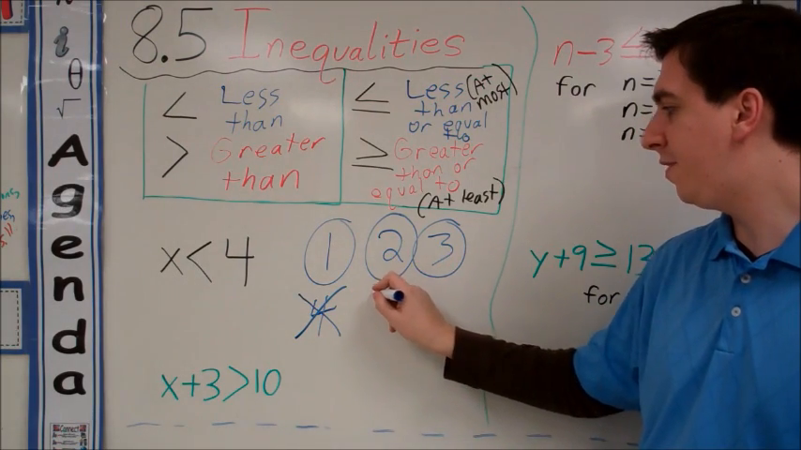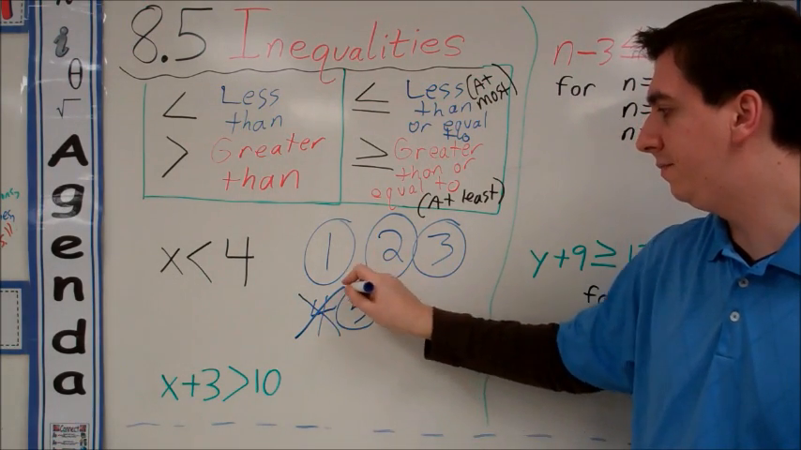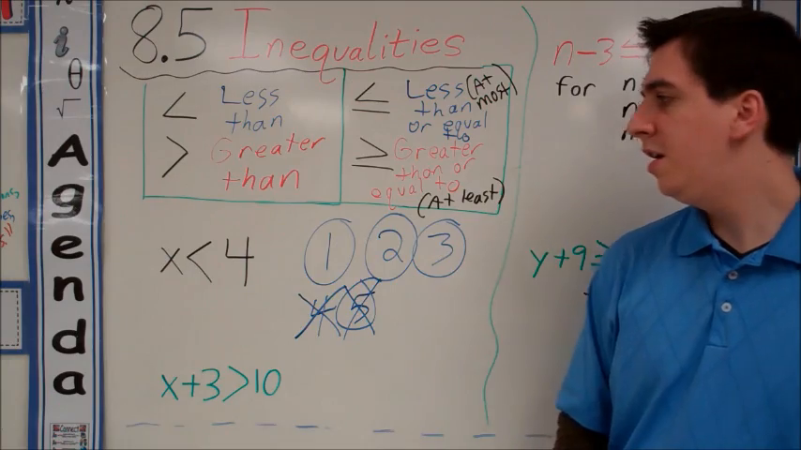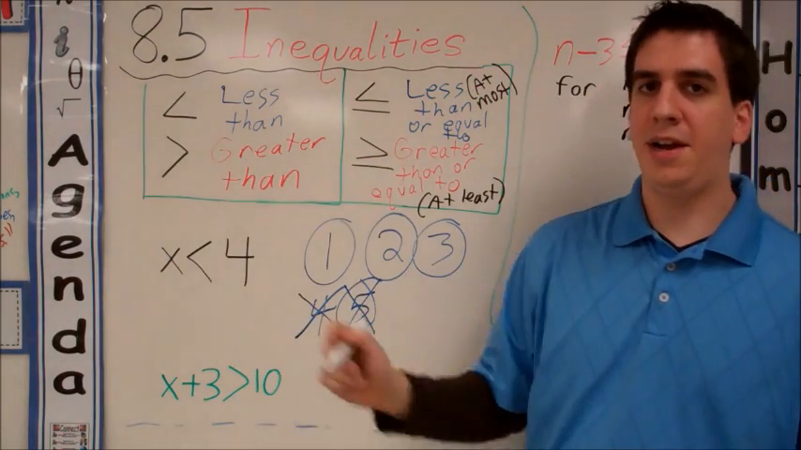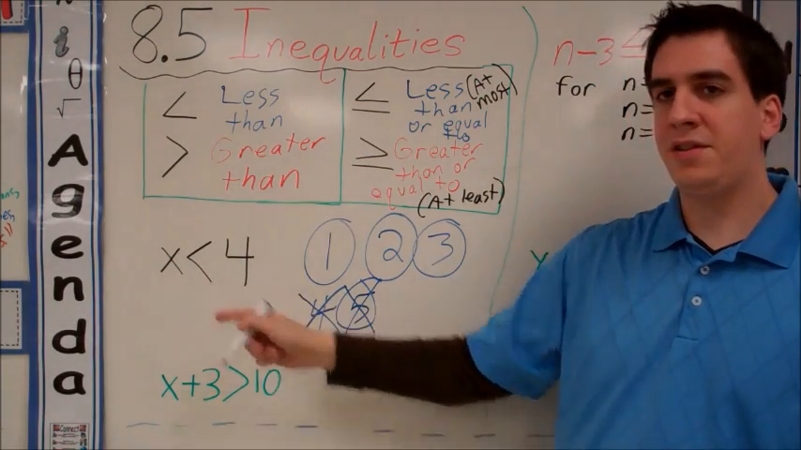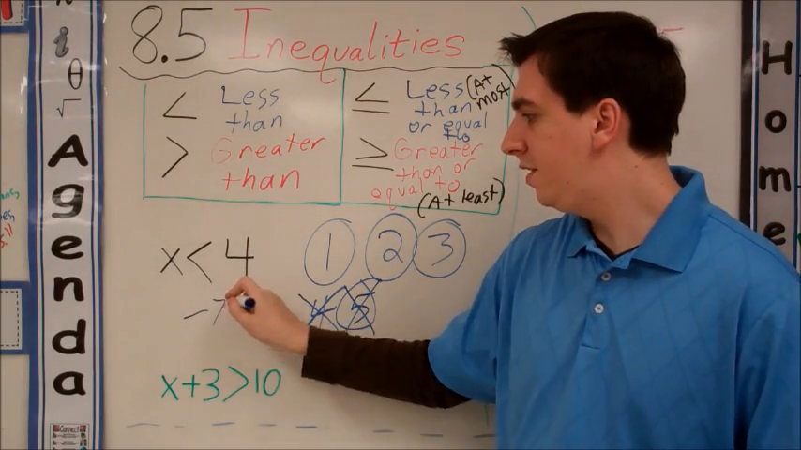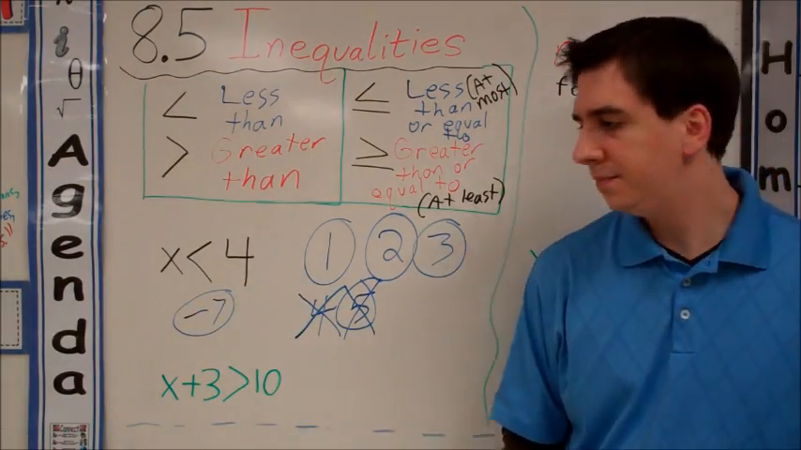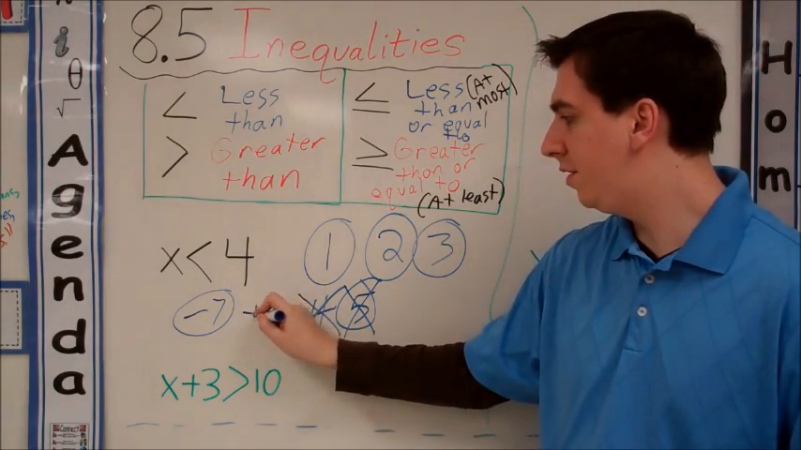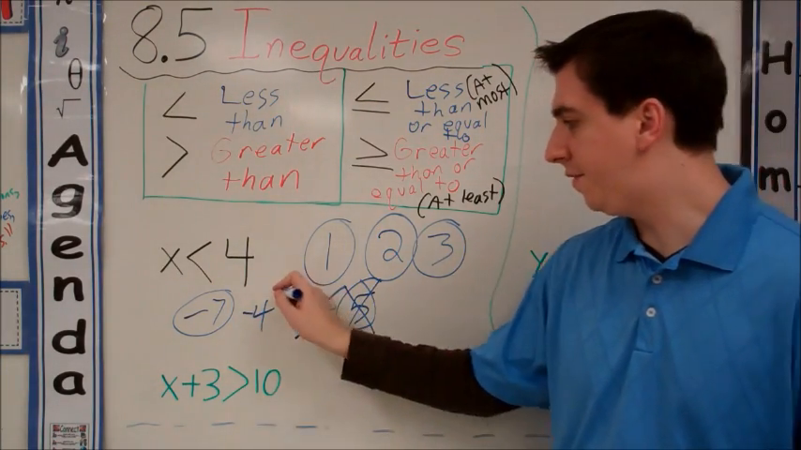Is 5 less than 4? No, that wouldn't work either. Cross that one out. We can also go backwards with negative numbers. Any negative number would be less than 4, so that would work also. If we use negative 7, that is less than 4. If we use negative 4, that is less than 4.